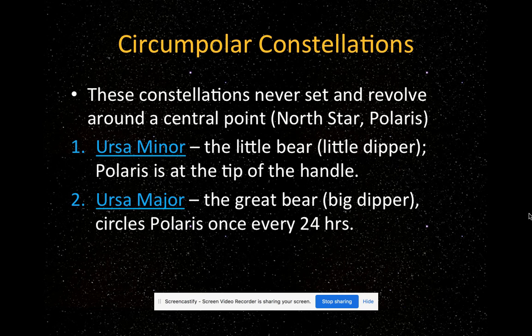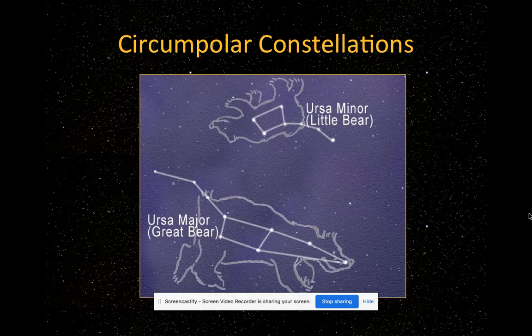We have the first 2 circumpolar constellations, there's 5 altogether: Ursa Minor and Ursa Major. Ursa Minor is the Little Bear, Ursa Major is the Big Bear. So we have the Little Dipper and the Big Dipper in those. Polaris is at the tip of the handle of the Little Dipper, and Ursa Major is going to circle Polaris every 24 hours.